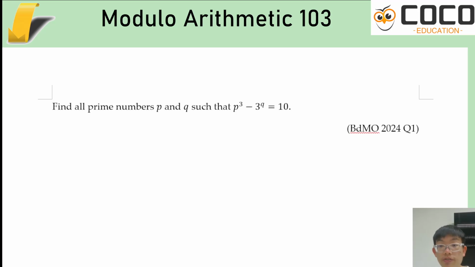So here's an example from the Bangladesh Math Olympiad this year, where P and Q are prime numbers. And I have P cubed minus 3 to the power of Q is 10. And I think, of course, that when I see a question like this, most likely the answer is going to be not too many. Otherwise, how am I going to find it? But what more do I take?